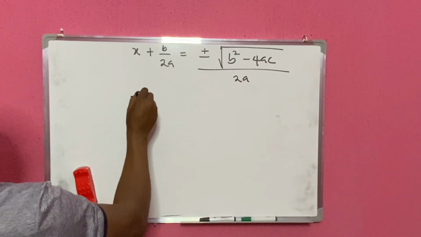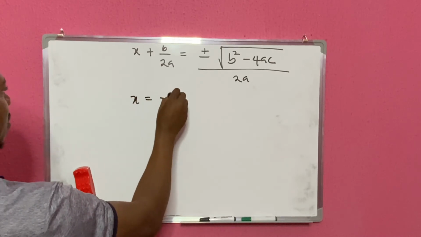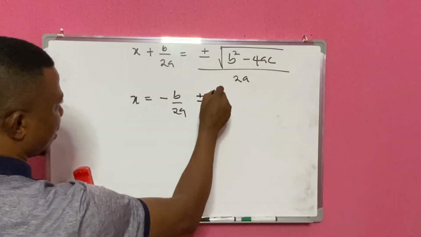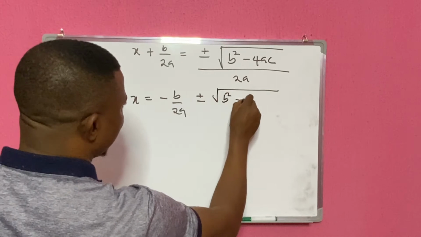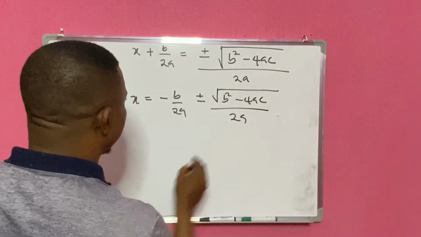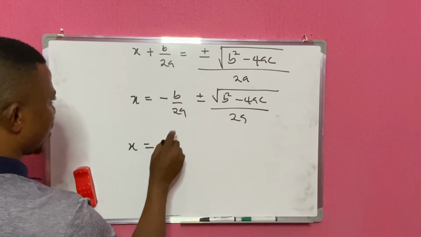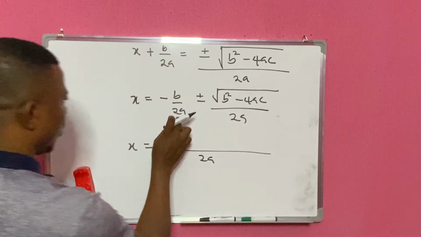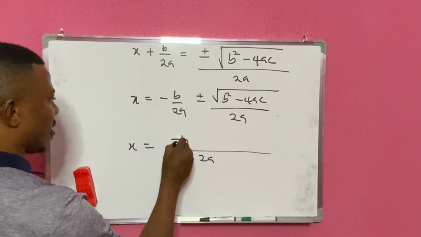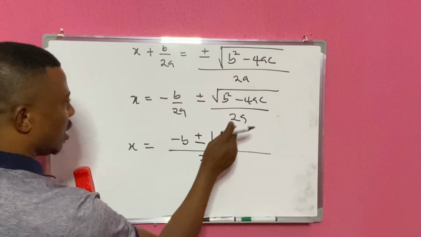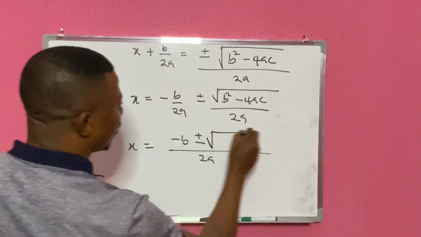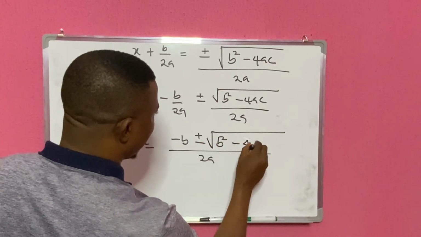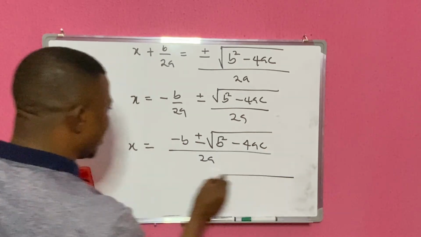Now, x is equal to minus b over 2a. When I move plus b over 2a to this side, plus or minus the square root of b squared minus 4ac all over 2a. x is equal to minus. What's the LCM of this? 2a is the LCM. This by this gives us 1 times this, minus b, plus or minus 1 times this, the square root of b squared minus 4ac.